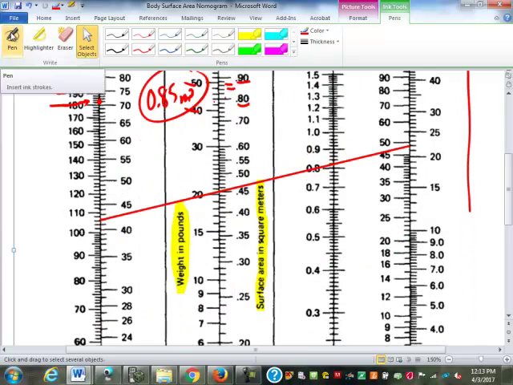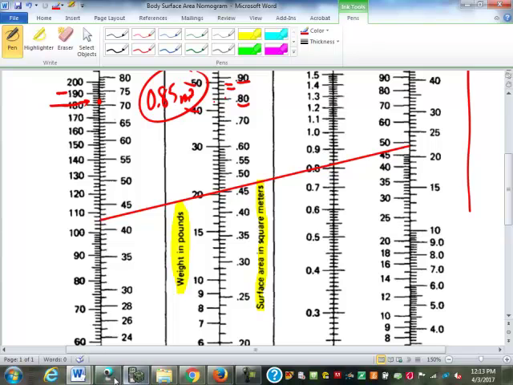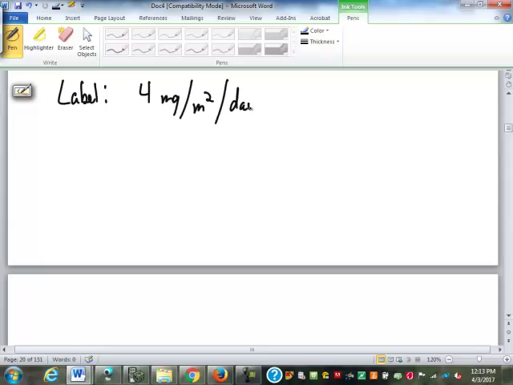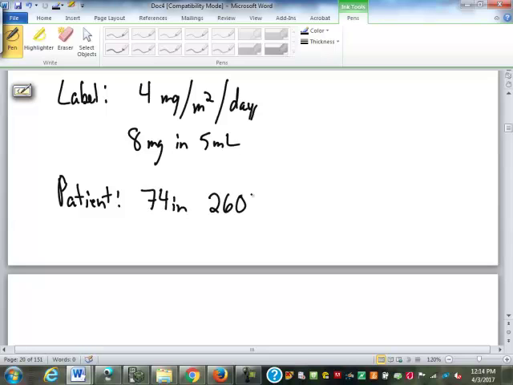So now let's take a look at some dosages based on this. Let's say our label says to give 4 milligrams per square meter per day, and that it is concentrated in, let's say, 8 milligrams in 5 milliliters. And we have a patient who is 74 inches tall and 260 pounds.